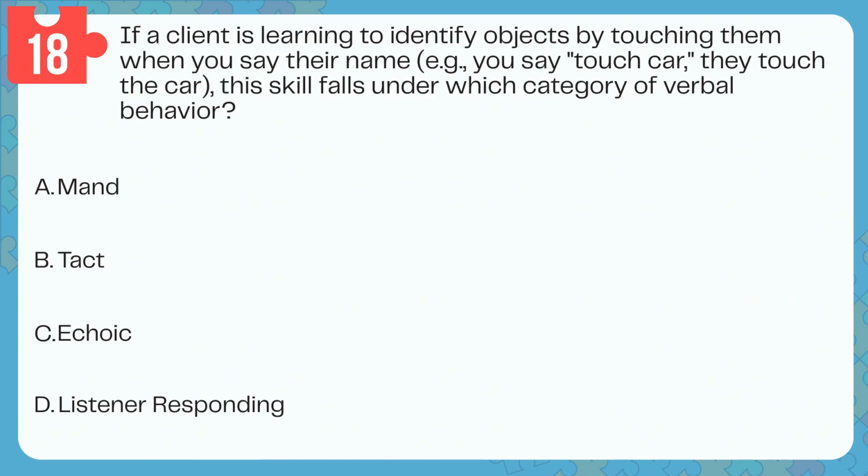Question 18. If a client is learning to identify objects by touching them when you say their name, for example, you say, touch car, and they touch the car, this skill falls under which category of verbal behavior? A. Mand. B. Tact. C. Echoic. D. Listener responding.